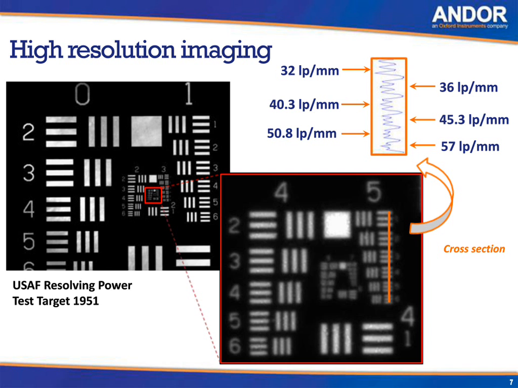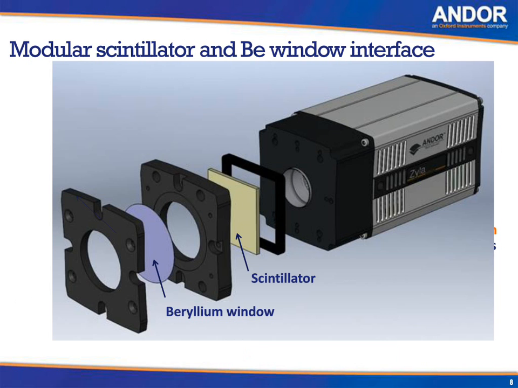What we then do is give the customer the tool in their hand for modulating or correcting. If someone could move to slide 18. What we've done is we've created a modular front end. The design is to enable, at the user end, the ability to swap out scintillators or beryllium windows.